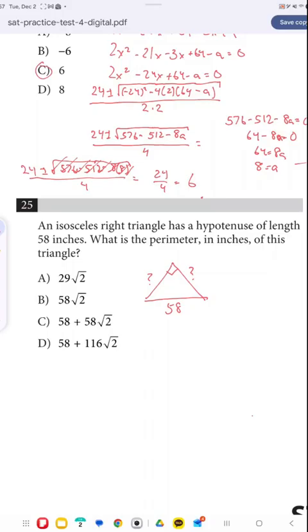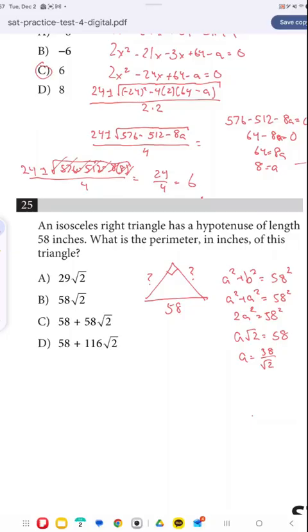But given that this is a right triangle and it's isosceles, that means these two sides, a squared plus b squared, must be the same. That means we could say a squared plus a squared is equal to 58 squared, or 2a squared is equal to 58 squared. And then we take the square root of both sides, so we're going to get a square root of 2 is equal to 58. And so a equals 58 divided by the square root of 2.